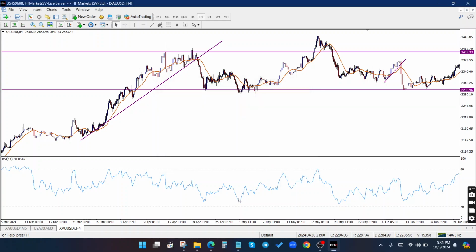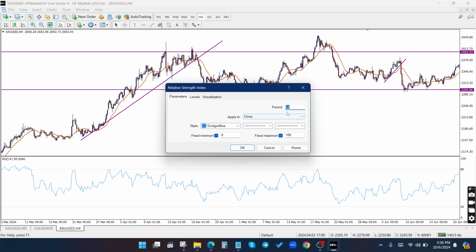I'm just doing a brief recap. If you're a short-term trader, you might want to change the period to 7 or 9. But if you are a medium-term trader, you might want to just leave the default 14. If you are a long-term trader, you might want to change this to between 21 and 28, right? So that is it, guys.